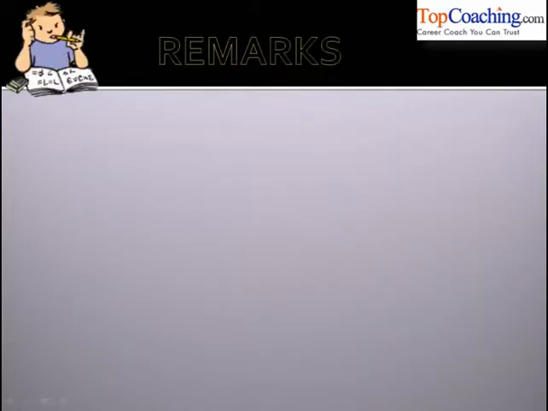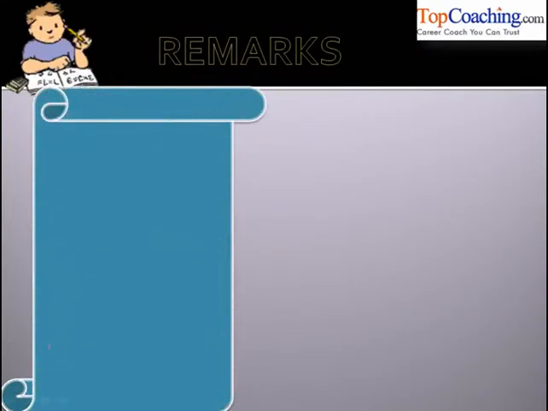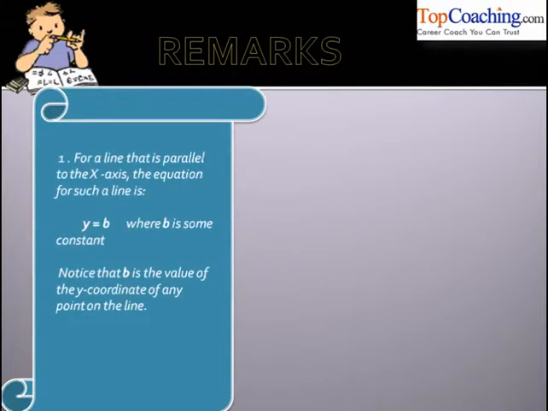Now let's see some of the important remarks. The first is, for a line that is parallel to the x-axis, the equation for such a line is given by y equal to b, where b is some constant. Notice that b is the value of the y coordinate of any point on the line. So if we have to write the equation of a line parallel to the x-axis, then it can be written as y equal to b. Here b is the value of the y coordinate for all the points on the line.